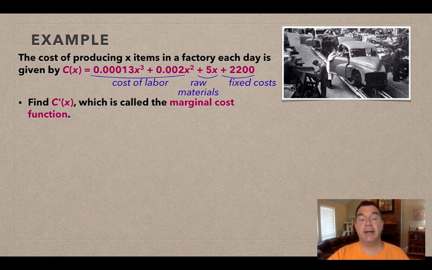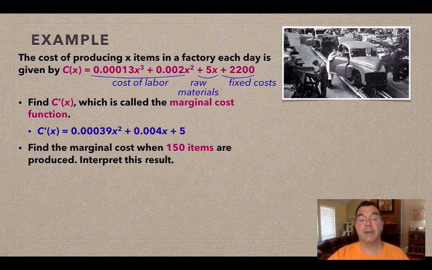Okay, so we need to find the derivative of the c function, which will give us our marginal cost. Okay, so there is c prime. It is 0.0039x squared plus 0.004x plus 5. That is the derivative.